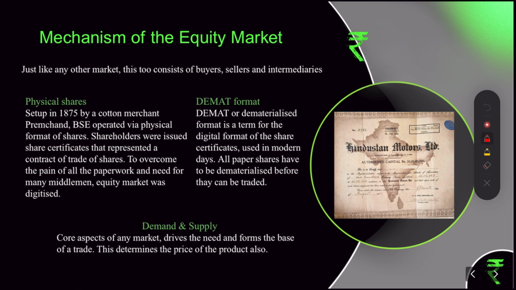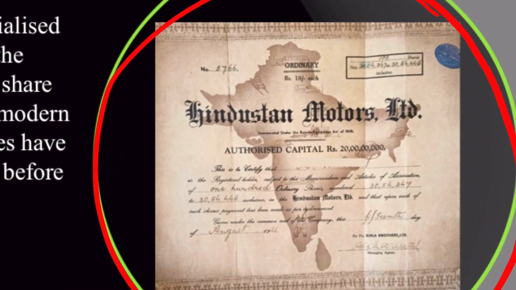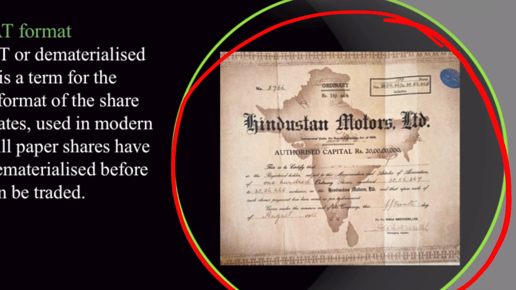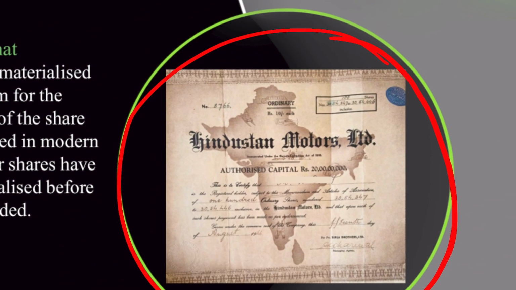Like we discussed yesterday, this is a share certificate, the paper format of a share of the olden times. This is a share of Hindustan Motors Limited. As you can see here, the total capital is around 20 crores, and they've mentioned the name of the shareholder, the number of shares he has, and the price at which he bought it. And then you have the date when the share certificate was issued.